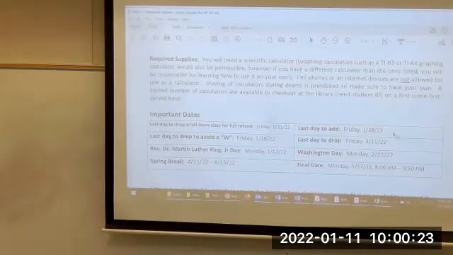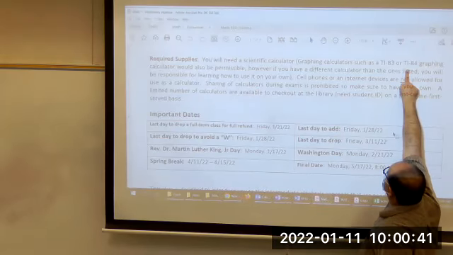You cannot use your phone. Your phone is not a calculator. Your phone is an internet device. You cannot use anything that is an internet device. So, real calculators.